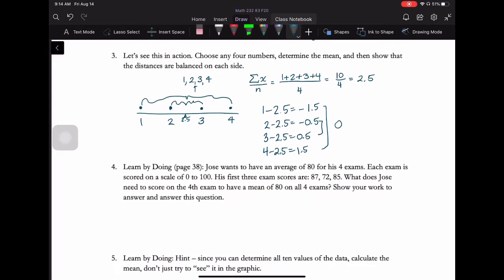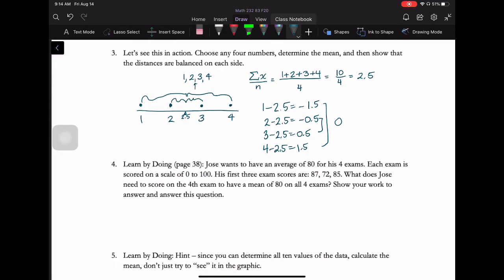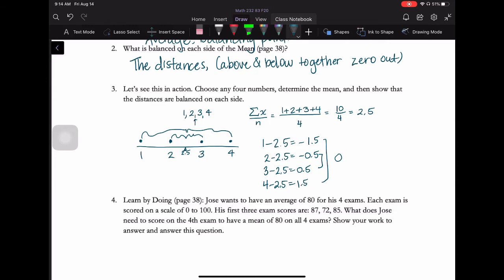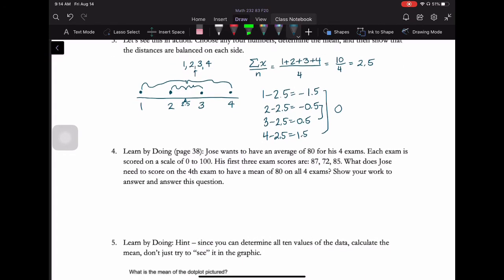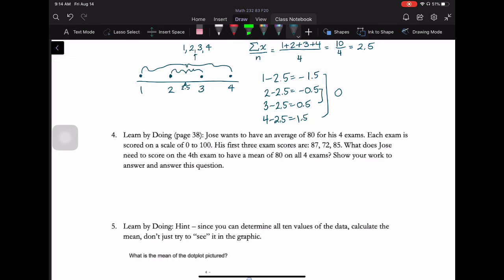Now we have a question of application where Jose wants to have an average of 80 for his exams. And he knows the score of his exams for the first 3, but he wants to know what he's going to have to get on the 4th one to get an 80 average. That means that we have 87 for exam 1, 72 for exam 2, and 85 for exam 3, but we don't know for exam 4 what he's going to get to average out to 80. So we're going to sum and divide by 4.